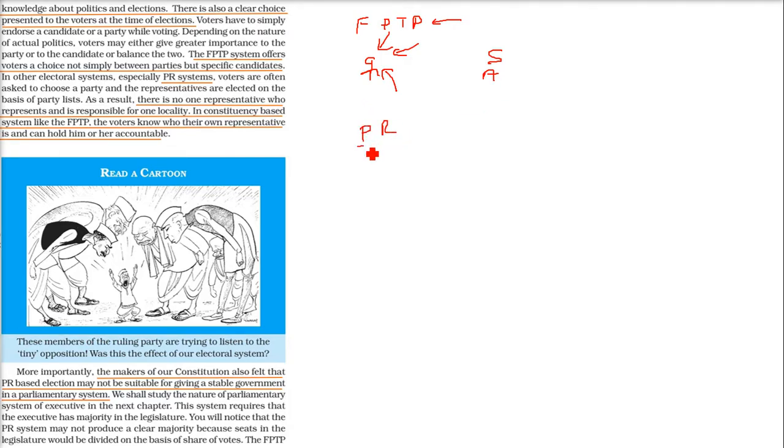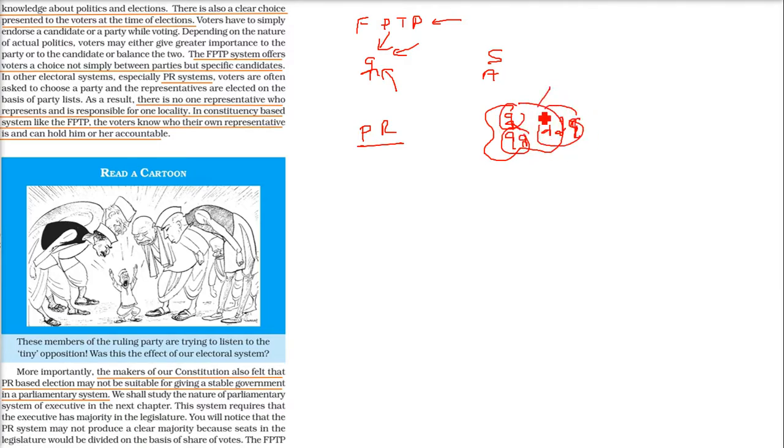In the PR system, this proportional representative system, there is no single representative who represents. See, there is one locality. Now in PR, one will be from one party, other two will be from some other party, and three will be from some other party.